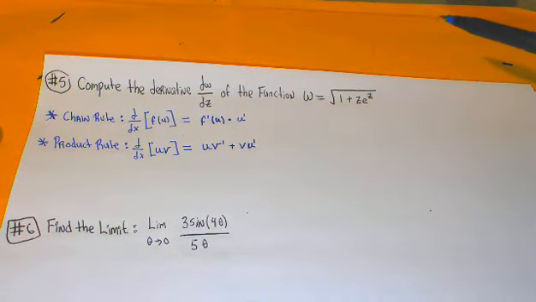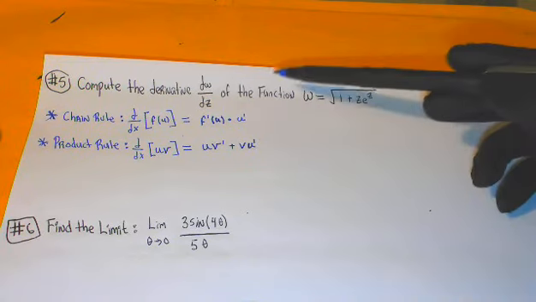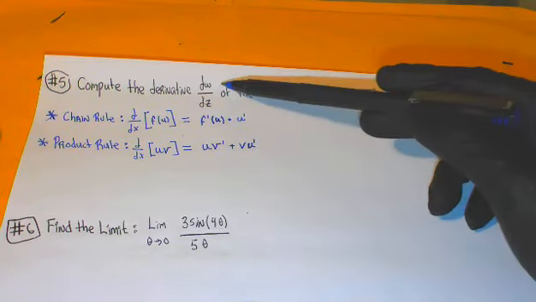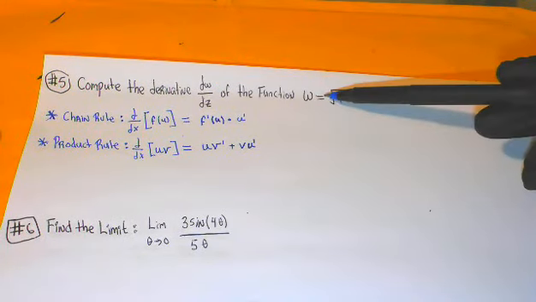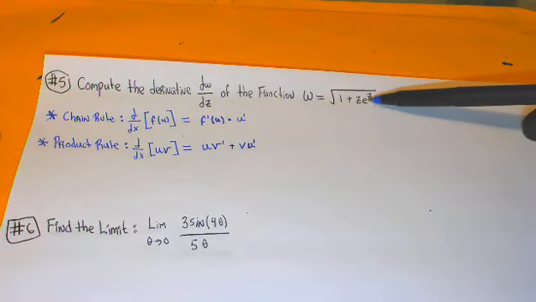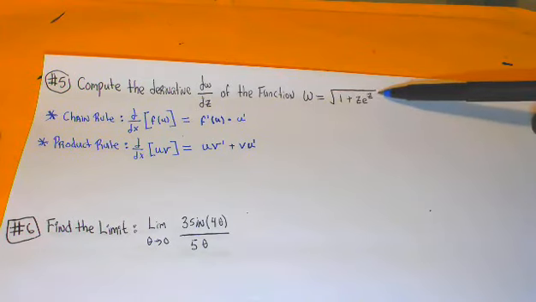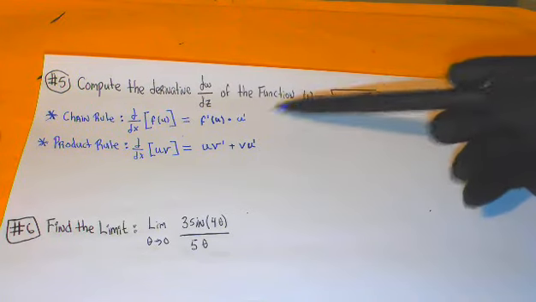Okay, so in this video we're going to look at problems 5, 6, and 7. Number 5 states: compute the derivative of w with respect to z of the function w equals the square root of 1 plus z times e to the z power. Well, in this problem, just to make a note of it, we're going to be using two rules.